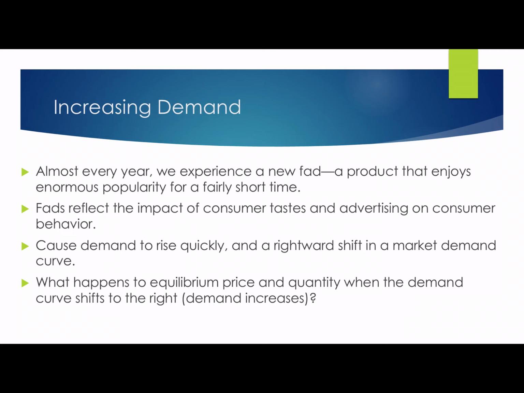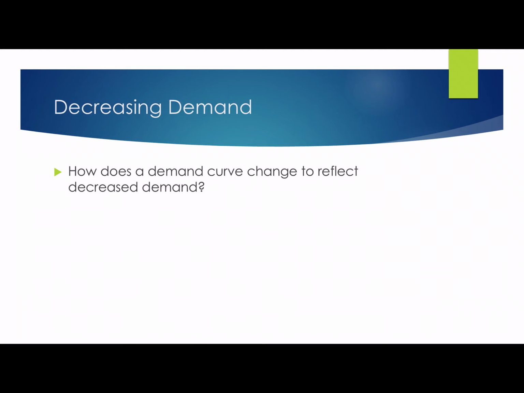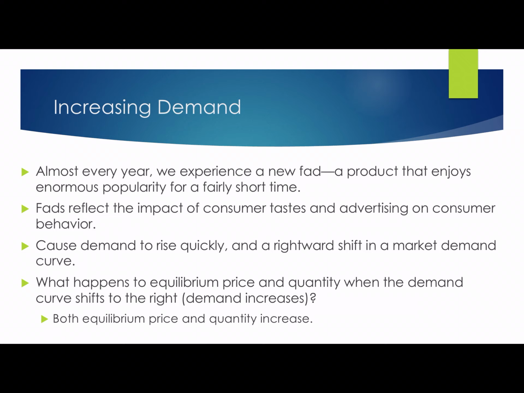So what happens to the equilibrium price and quantity when the demand curve shifts to the right, where demand increases? Both equilibrium price and quantity increase. This is a little bit different than supply. When supply shifts to the left or the right, you're going to have price and quantity do the opposite. Price will either go up and quantity down, or price down and quantity up. When demand increases or shifts to the right or the left, equilibrium price and quantity will always move in the same way.